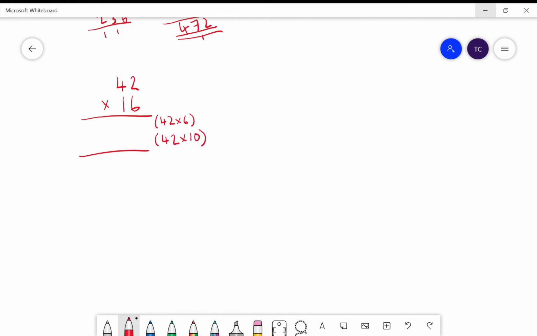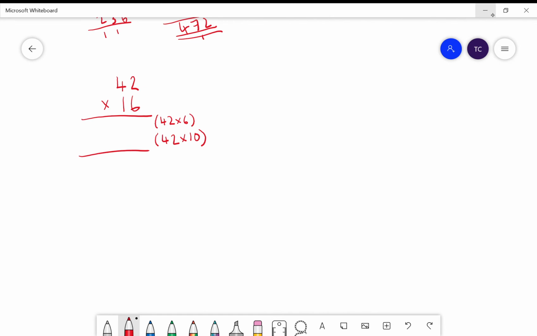So just a wee reminder why this works. You're doing 42 times 16. First of all, you are finding 42 times 6 and then 42 times 10. So what we'll find first of all is 6 lots of 42. Then we'll find 10 lots of 42 and then you'll see what we do after that. It will hopefully make sense.